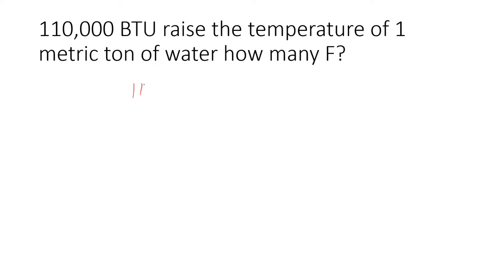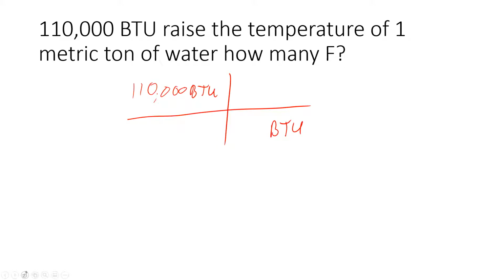So if we have 110,000 BTUs, we're going to need to turn that to joules. So we need to go from BTUs to joules, and it turns out that it's 1,055 joules for every BTU. So that'll get us to the joules. That should have been red, but I'm sure you're okay with that. There we go. All right. So BTUs is gone. That gives us joules.